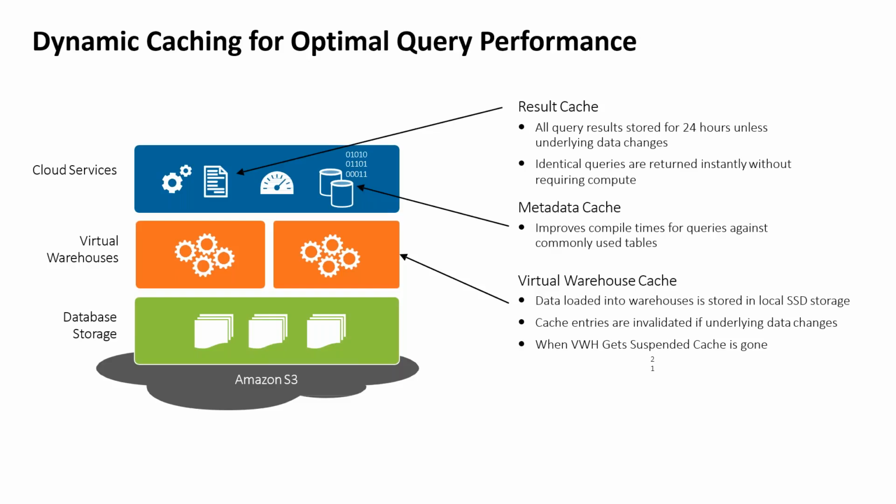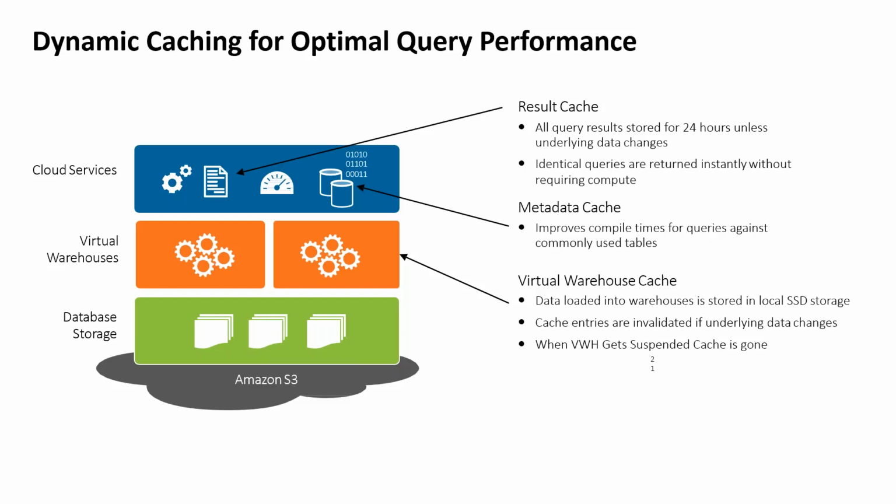And then metadata cache improves compile times for queries against commonly used tables. So if you are constantly querying some tables in your worksheet, that means the metadata is already cached for those particular tables. Commonly used means you have run your queries before on the table, and now you are trying to run a query on the same table with a different where condition. The table metadata is already cached, so it becomes easier for Snowflake to compile the query. The compilation becomes much easier because it has all the details for the commonly used tables. That is called metadata cache.